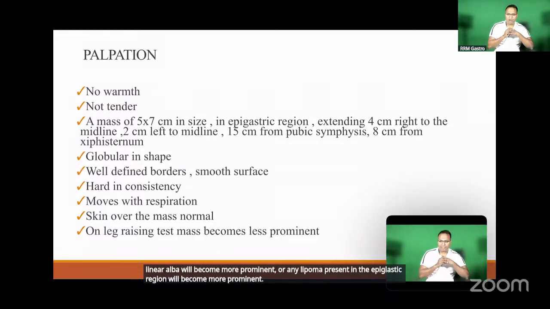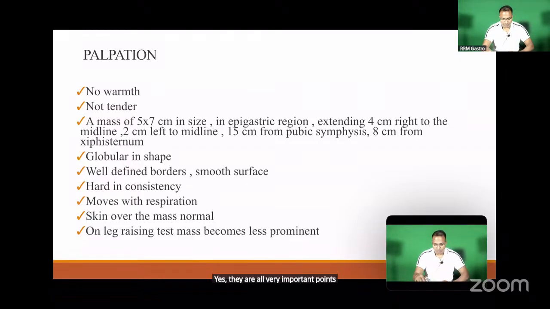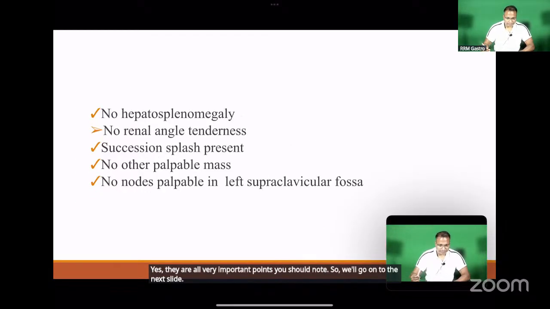Okay. Yes, they are all very important points you should note. So we'll go on to the next slide.